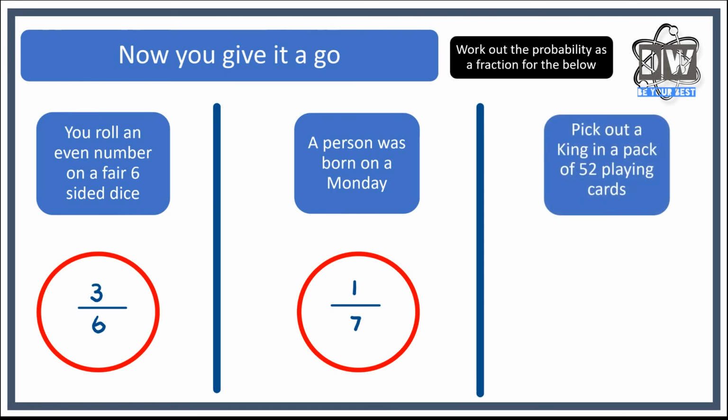And last but not least, give this one a go. Pick out a king in a pack of 52 playing cards. So how many kings are there? There are 4 kings. So it'd be 4/52. So 4 on the top, because that's what we're looking for. We're looking for kings. And how many possibilities are there? There's 52. So 4/52. Now, again, some of these can be scaled down, but we're just not going to look at that just yet. Maybe when we get to the quiz questions, try and give it in both if they do scale down or simplify.